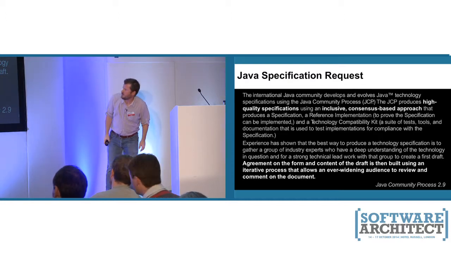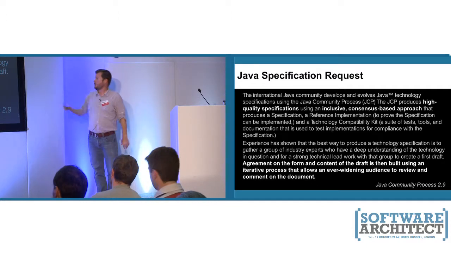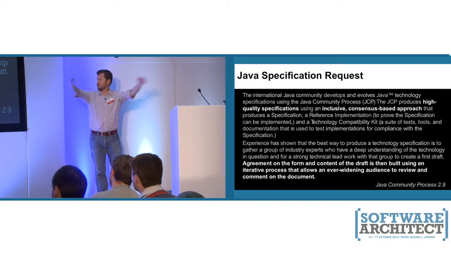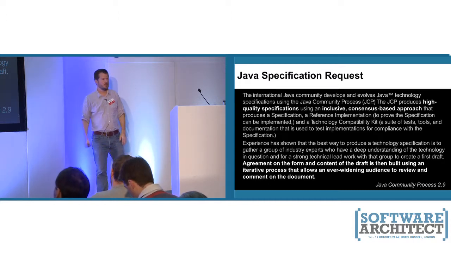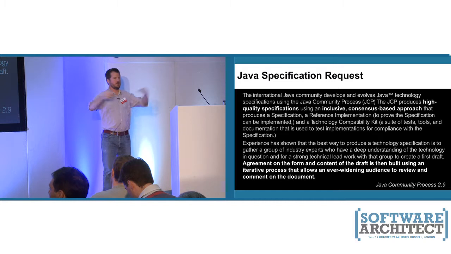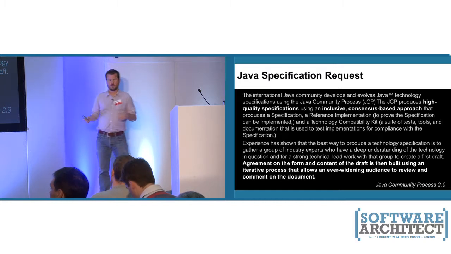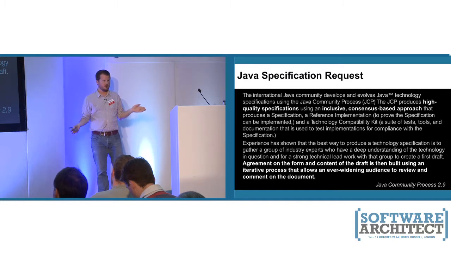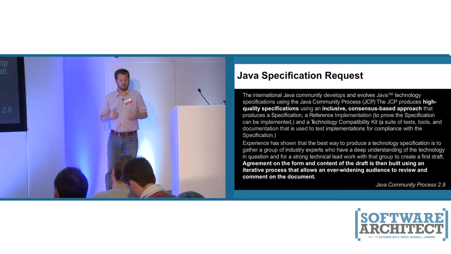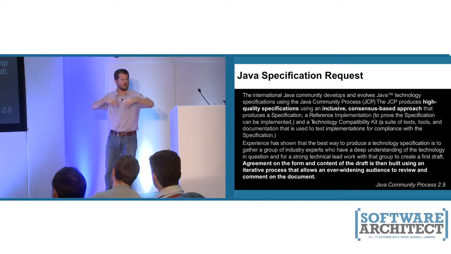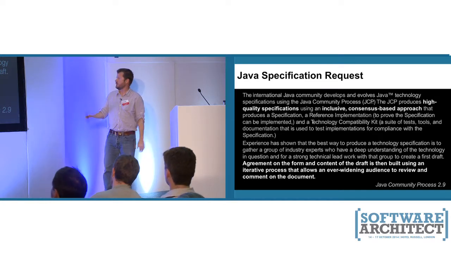Lots of text. Agreement on the form and content of the draft is then built using an iterative process that allows an ever-widening audience to review and comment on the document. So they're bringing more people into the group as they go, right? It's not quite as open as Python's approach. In Python's approach, everything is open from the very beginning and everybody can be involved. Java's a bit more closed, a bit more contained, and it only brings people in a sort of shell structure. You know, the inner core gets it first, then some more people, and eventually the whole world gets to see what's going on in a JSR.